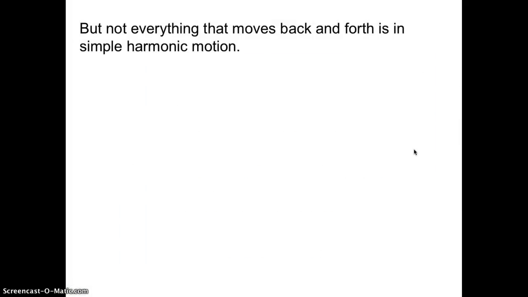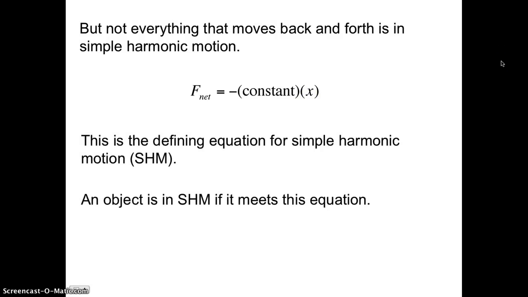But not everything that moves back and forth is in simple harmonic motion. For an object to be in simple harmonic motion, it must follow this equation. In fact, when we say the very words, the rubber ducky is in simple harmonic motion, what we really mean is that the ducky's net force is equal to the opposite of a constant times the rubber ducky's displacement from the water surface. So any object that meets this equation is in simple harmonic motion. We call this the defining equation for simple harmonic motion.